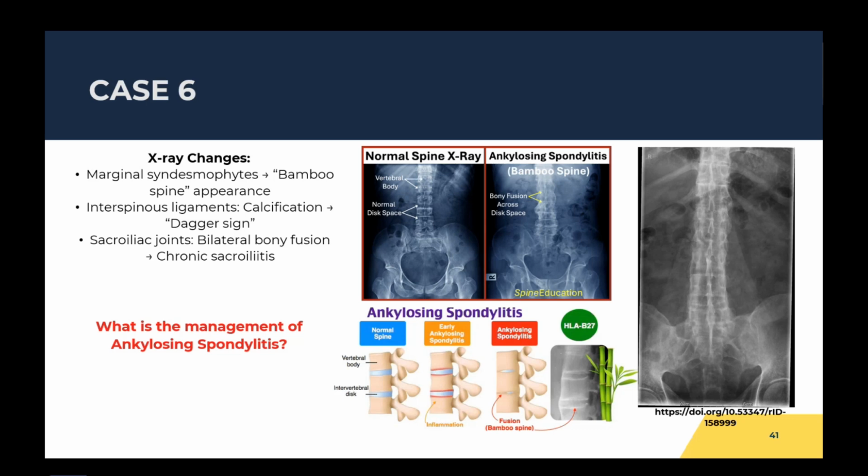As a result of that, it gives the effect of bamboo spine, which is a key sign on an X-ray of ankylosing spondylitis. You also have dagger sign as well, which is calcification of the interspinous ligament, which is shown here. And then you also have the sacroiliac joint as well, and there's loss of joint space here, and that's suggesting chronic sacroiliitis.